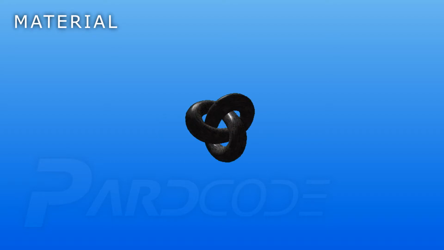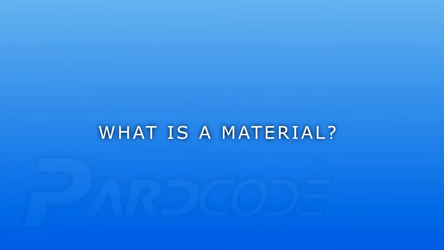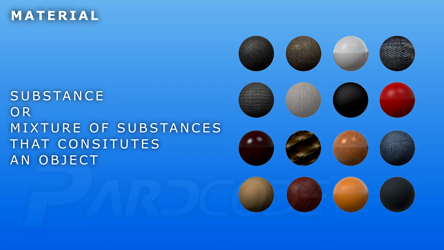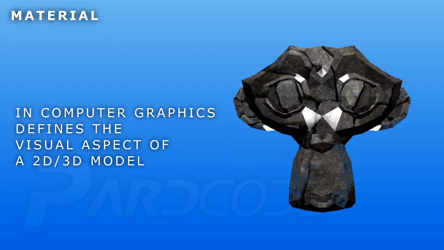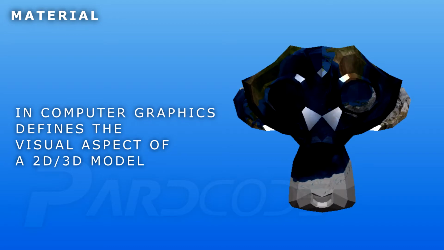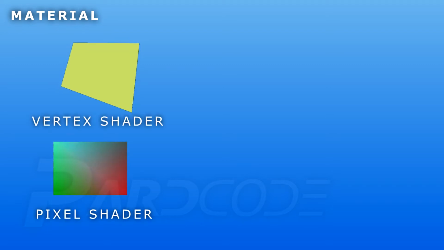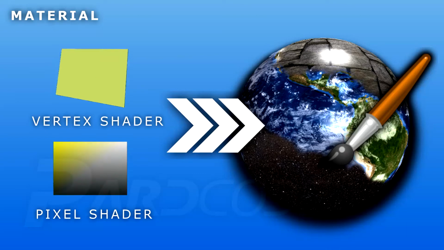Today our goal is to create and use materials. But before doing that, we need to know what a material is and how it is made. So, what is a material? A material is a substance or mixture of substances that constitutes an object. In computer graphics, a material simply defines the way in which the surface of a 2D or 3D object is shown on the screen. For this reason, a material is mainly defined by vertex and pixel shaders.